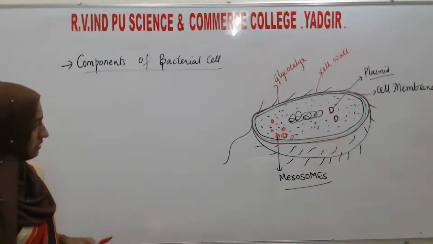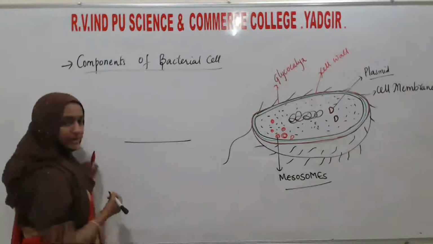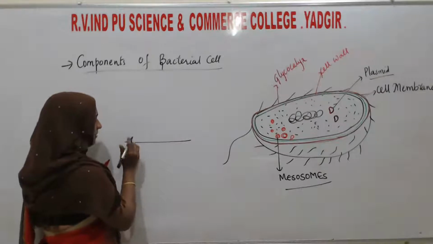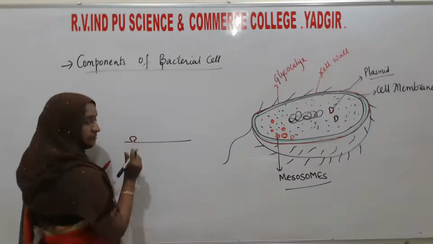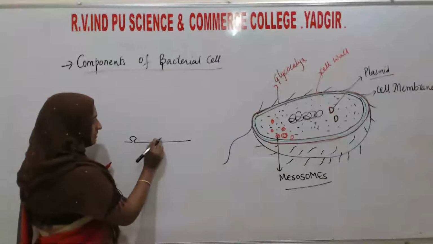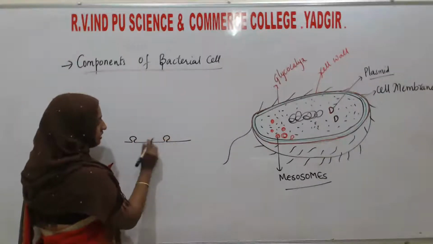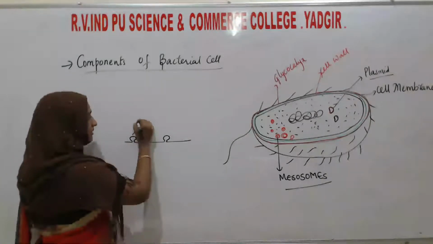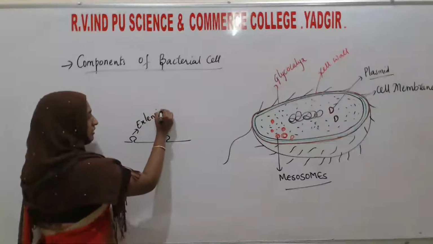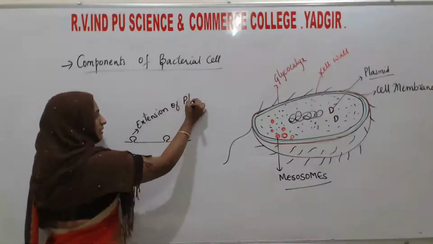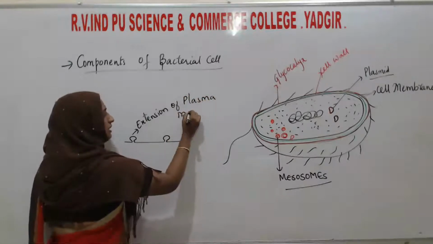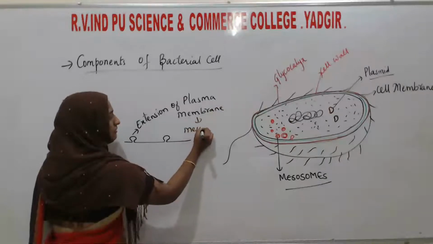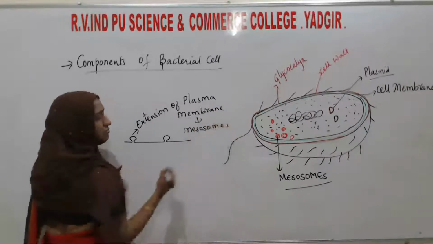See, here, for example, this is the plasma membrane, which is the innermost layer. Here, at some point, there is some extension like this. At some point, there is an extension of what? Of a plasma membrane. This extension of plasma membrane is known as the mesosomes. These cell organelles are known as the mesosomes.